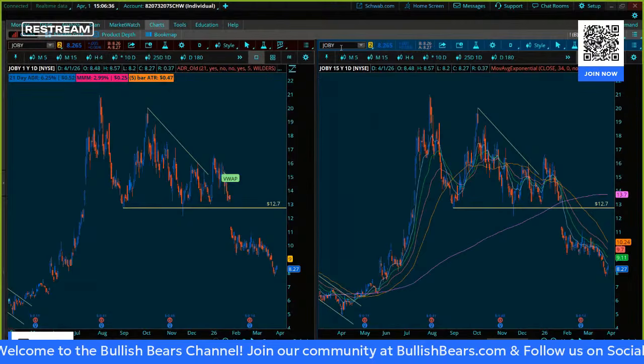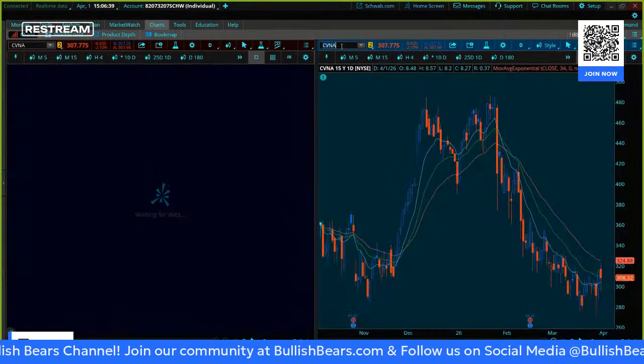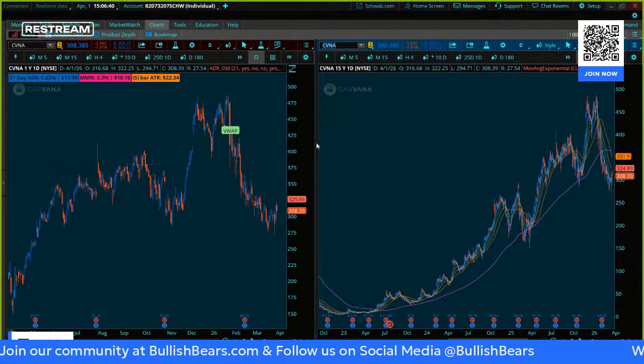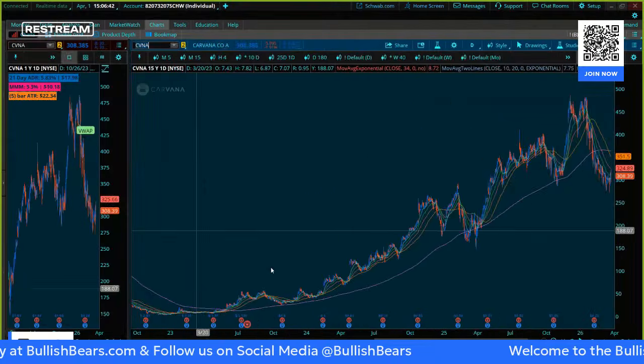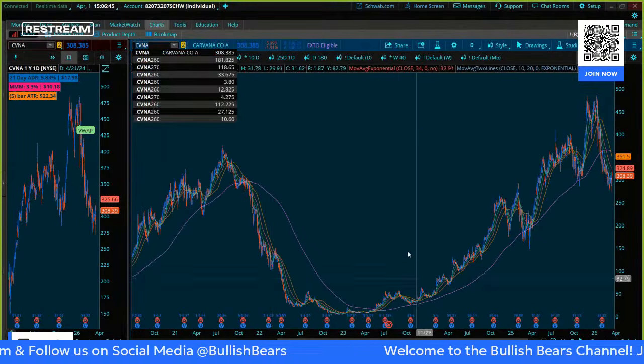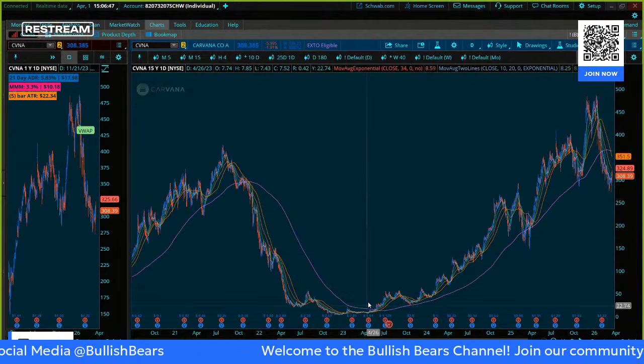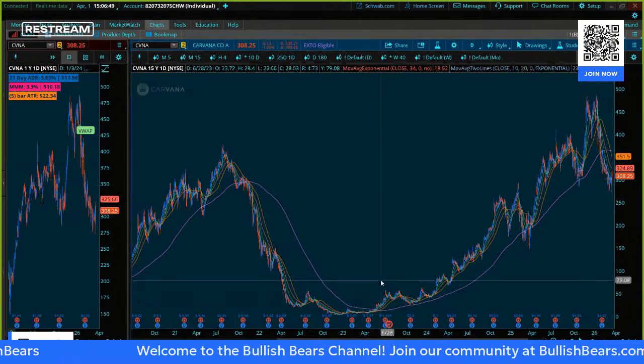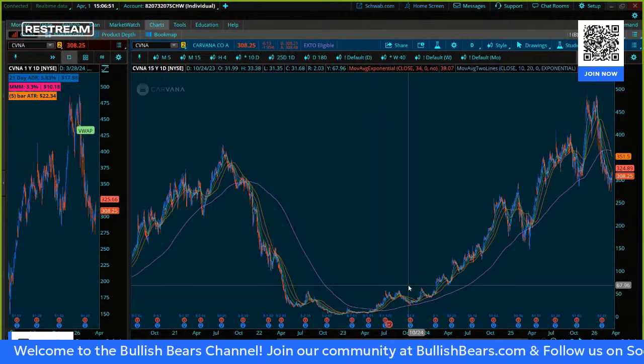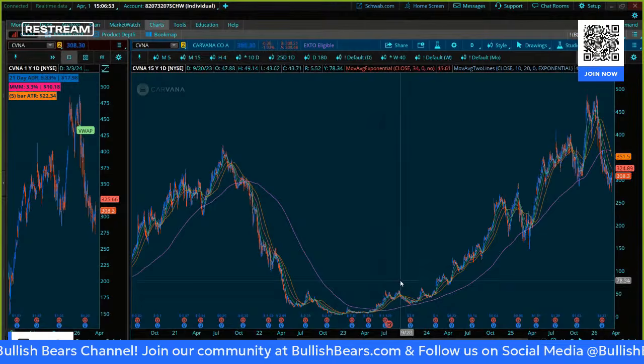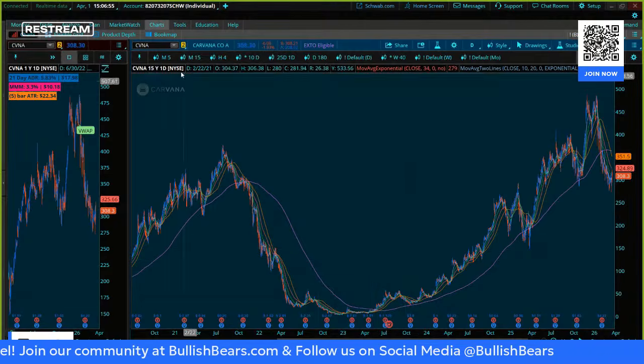So Carvana is a really great representation of a fallen angel or a comeback kid. It's a great story, and it's a great chart to focus on as an example of the kind of beaten down recovery plays that you might want to do.